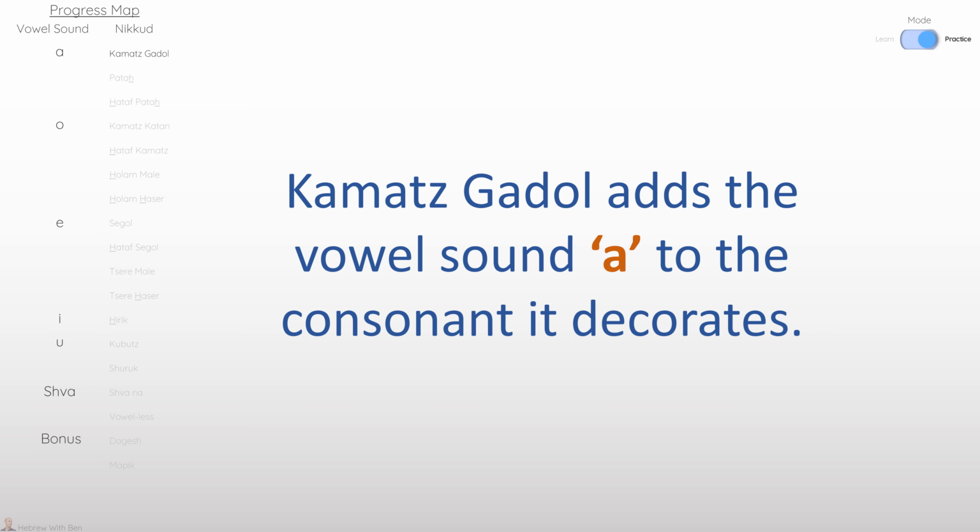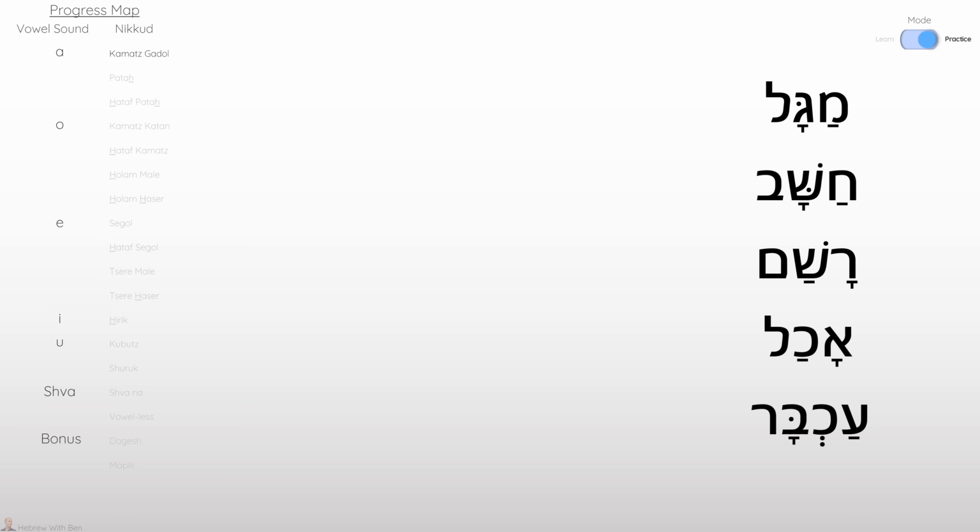To conclude this lesson, we learned that Kamatz Gadol adds the sound of A to the consonant it decorates. In the last section of the lesson, we are going to practice some words. The words are decorated with more than Kamatz Gadol, so at this stage, your goal is to recognize only the Kamatz Gadol and its related consonant, and pronounce out loud the syllable they create. This exercise may feel a little too advanced for complete beginners. Don't worry about that and focus only on the nikud.